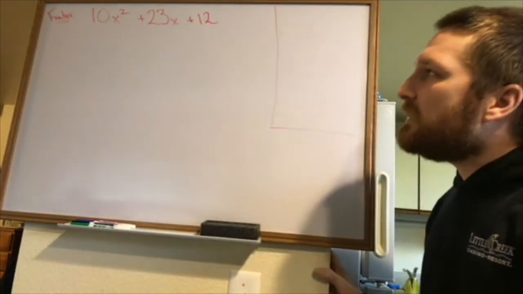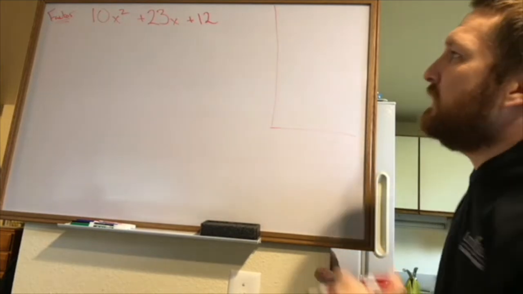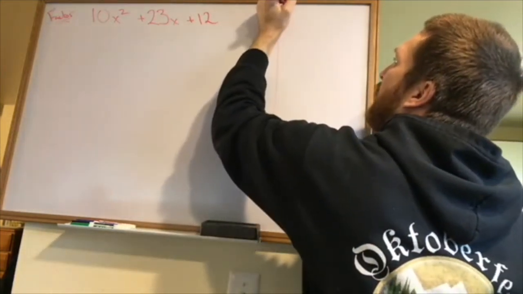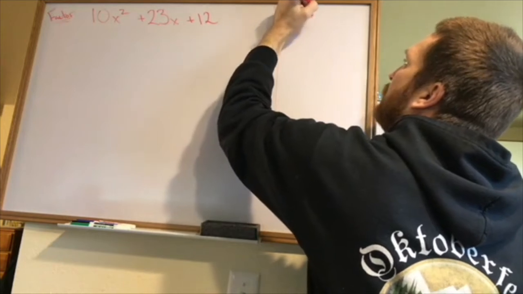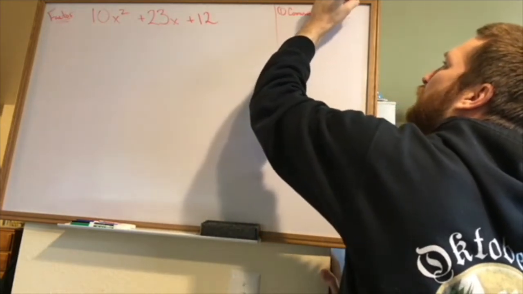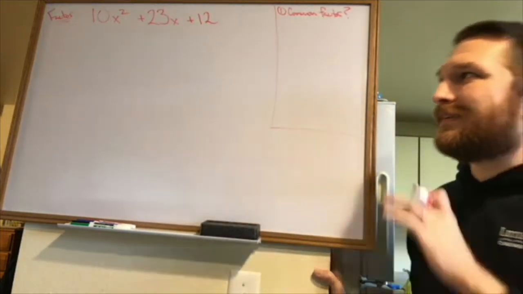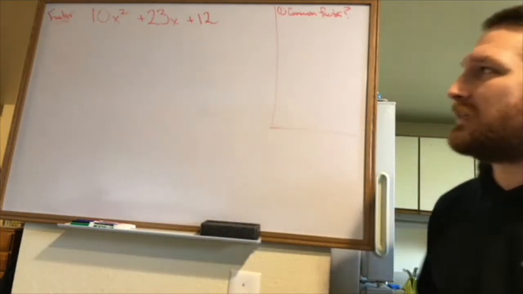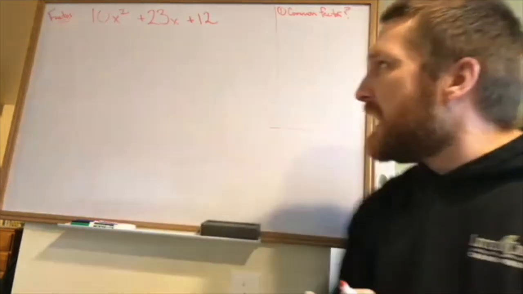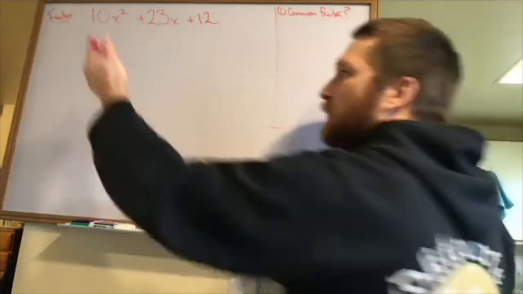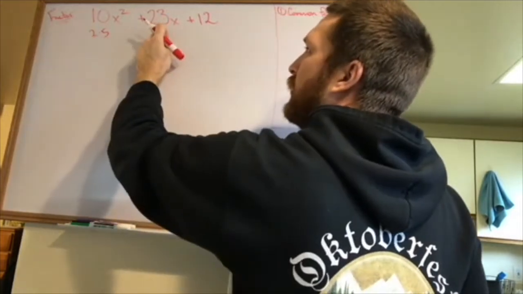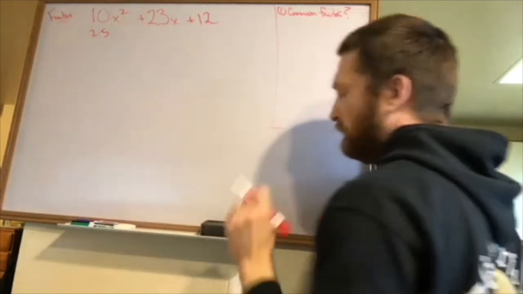The first thing that goes through my head is, is there a common factor that I could pull out? And that's pretty much going to be my first question with any factoring problem that I'm given. Is there something that I could pull out? And I notice, okay, 10, well, 10 is 2 times 5. 23, actually, that's a lie.